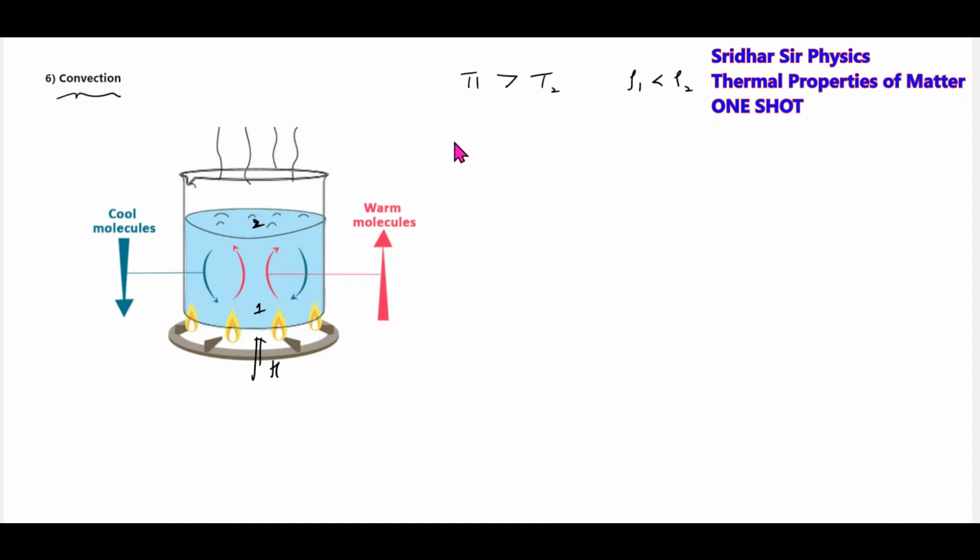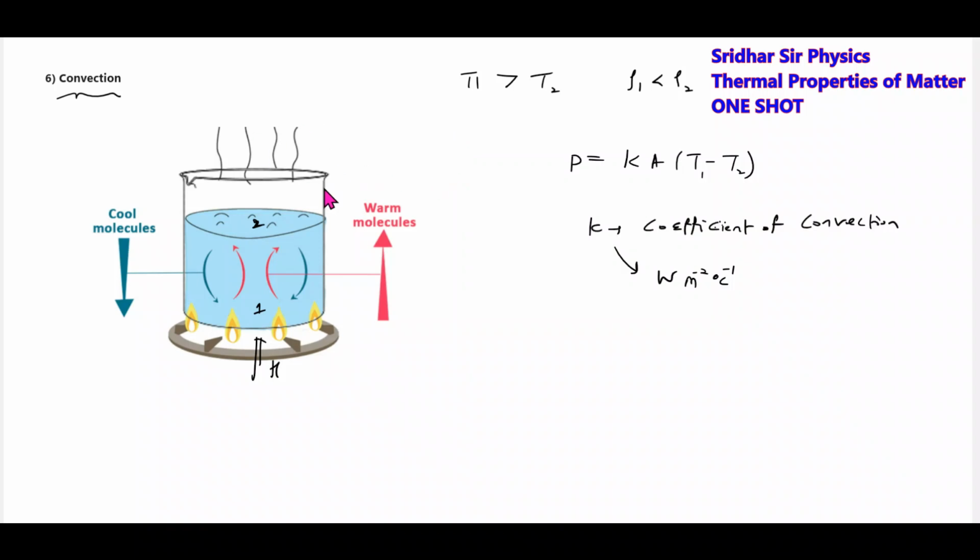The power transferred by the convection current, we have a small general form. Convection depends on the coefficient of convection, which has unit watt per meter square. This is the power transfer, or power flowing, times the area of cross section and the temperature difference.